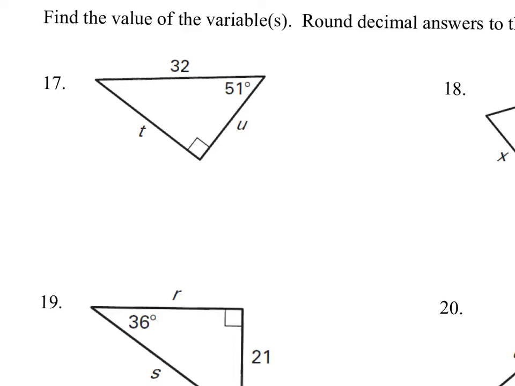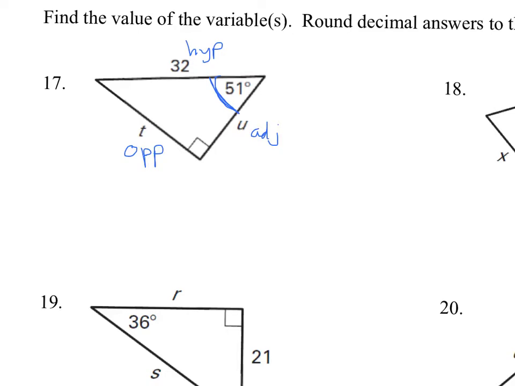All right, I try to use what's given as much as possible. So if I'm looking at this from 51 degrees point of view, 32 is the hypotenuse, u is the adjacent, and t is the opposite. And remember, though, that opposite and adjacent changes if you look at it from another angle. So if I were to look at it from this angle, then these would be different. But I'm just going to look at it from 51 degrees point of view. So we have opposite and adjacent.